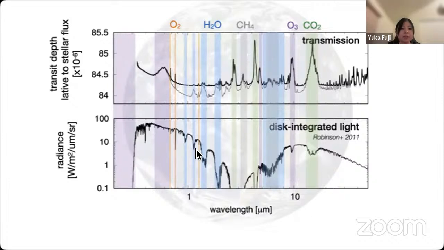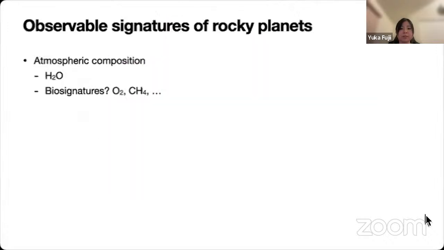Also, H2O features can be best probed in the scattered reflected light components. Also, the presence of oxidizing species like ozone or oxygen and reducing species like methane have been recognized as biosignatures. Atmospheric composition as probed through spectroscopy is certainly one of the key and necessary observable signatures of rocky planets, and they provide pieces of evidence on the surface environment as well as their formation and evolutionary pathways.